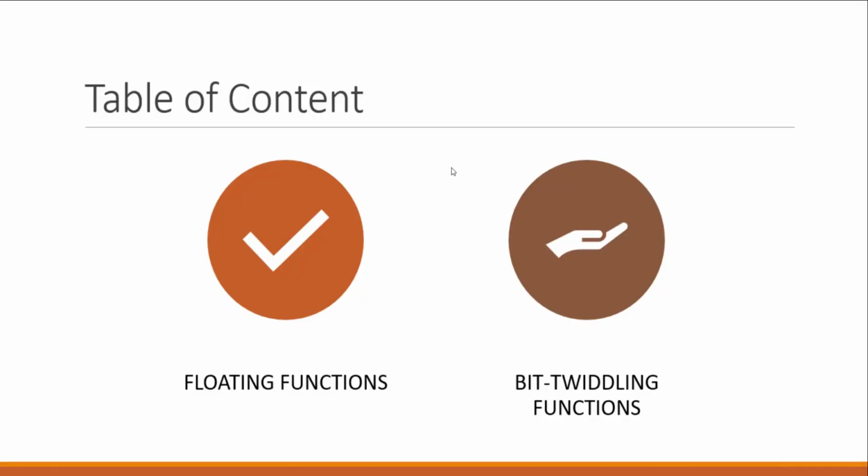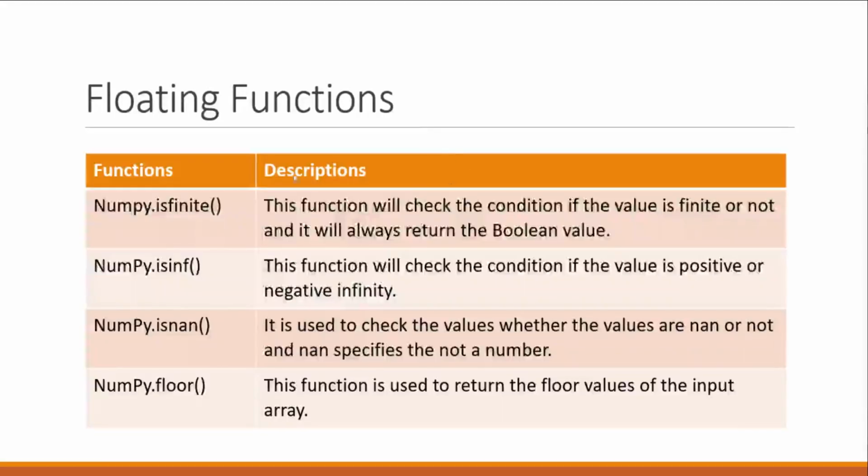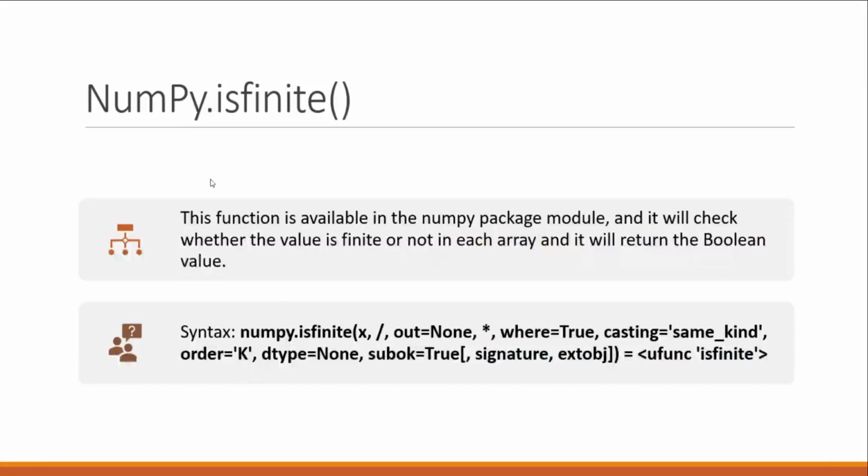Now we will discuss some basic universal functions, that is, floating functions and bit twiddling functions. We will understand these functions on NumPy arrays. Our first function is numpy.isfinite. Basically, this function is available in the NumPy package and it will check whether the value is finite or not in an array, and it will return a boolean value. That means the output will be true or false.